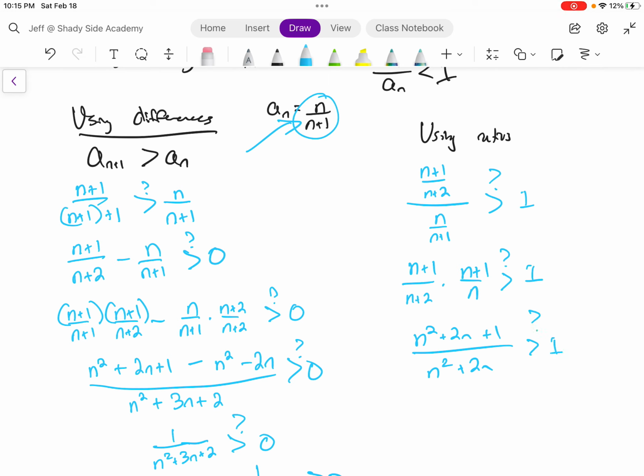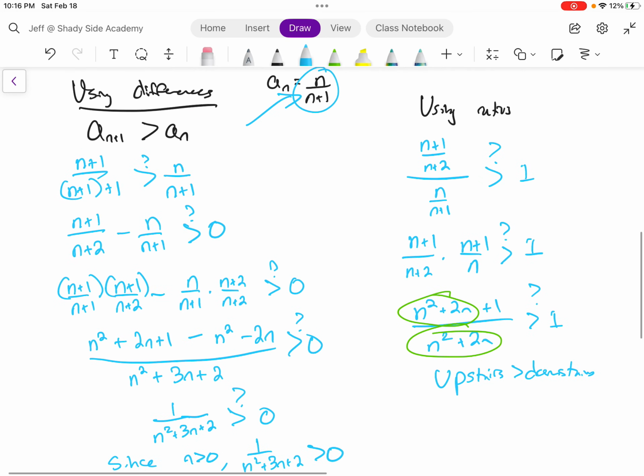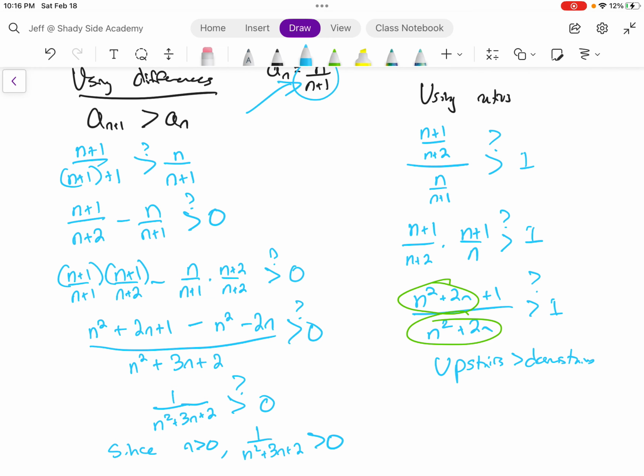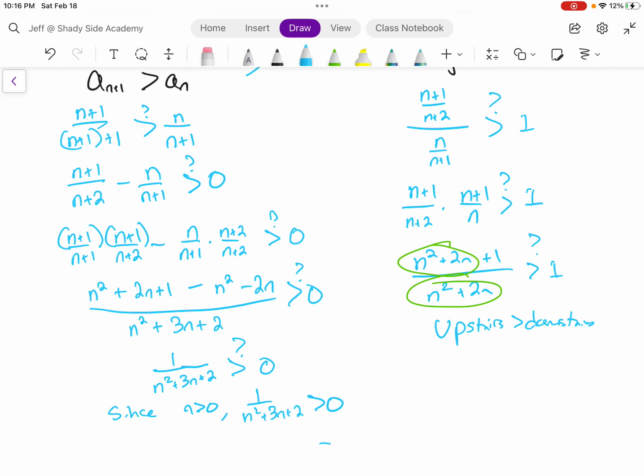Well, this is fairly obvious, right? These guys are the same, right? And they're positive, again, because n is positive. So because those are the same, and we add 1 in the numerator, right? Upstairs is greater than the downstairs. So therefore, by both of these tests, we only need to use one. This thing is strictly increasing, right? Both of these guys show strictly increasing.